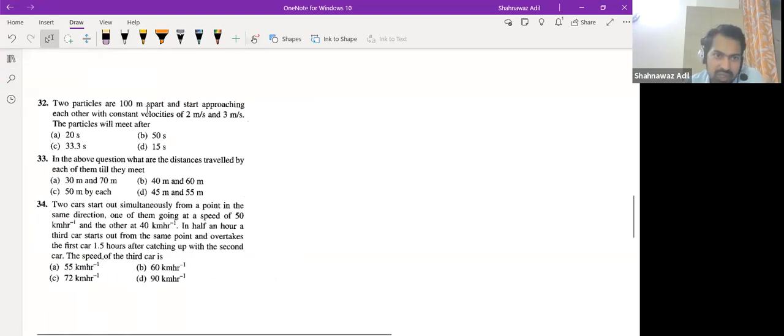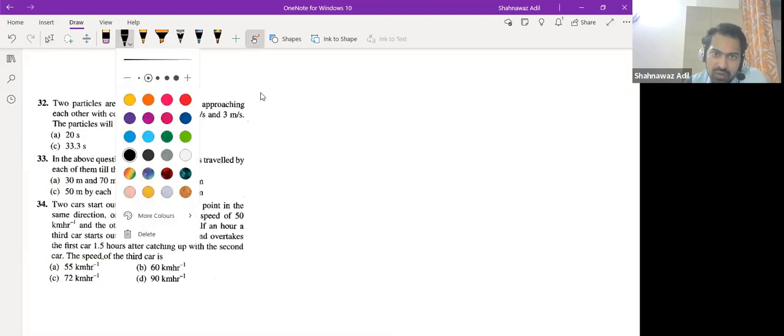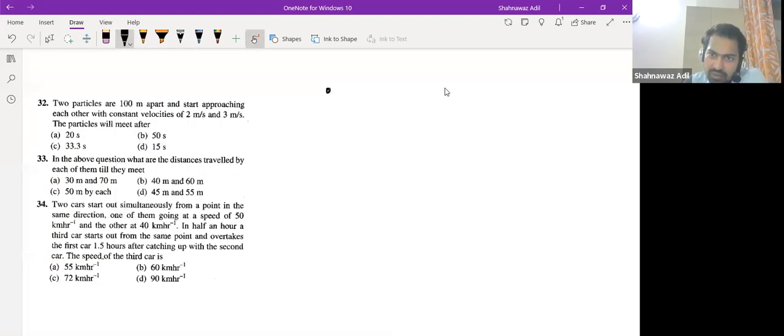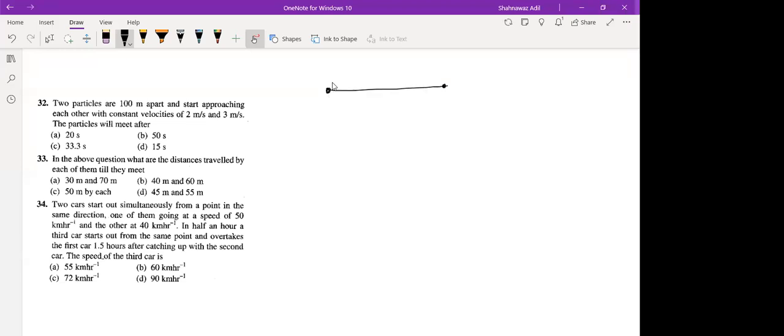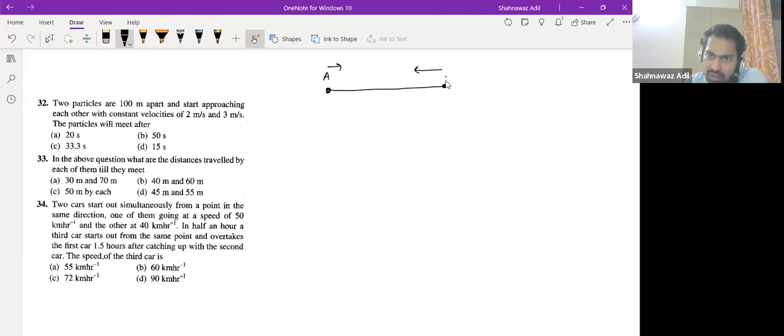So we have two particles that are 100 meter apart and start approaching each other. So we have two particles, right? Yes, sir. So this is, let's say, A. This is going in this way. This is B, which is going in this, right? So A is 2 meter per second, and B is 3 meter per second. So what would be the relative velocity magnitude?